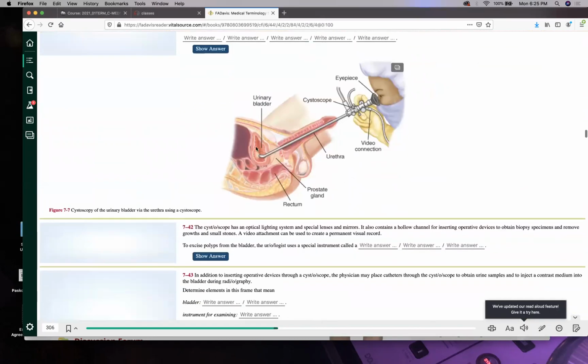Here's cystoscopy of the urinary bladder on a male patient. Of course, here's the cystoscope, right? And nowadays, wonderful video connection. And you can see here, whoop, we go right through here. And then here's the prostate. We can check the prostate. And of course, we check the urinary bladder.